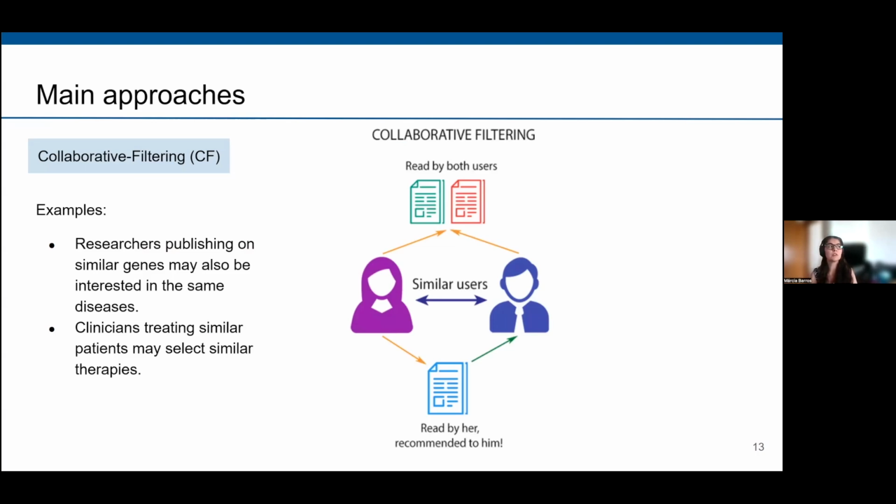And when I say similar users, this means that these users have similar tastes. So they rated the same items similarly. In this example that I have here, if both read one article, and if she read another article, this article will be recommended to him. Some more examples specific to biomedical fields: researchers publishing on similar genes may also be interested in the same diseases, and clinicians treating similar patients may select similar therapies.